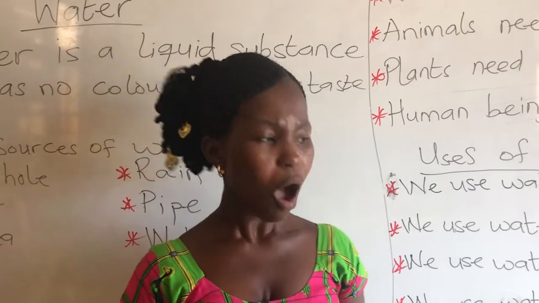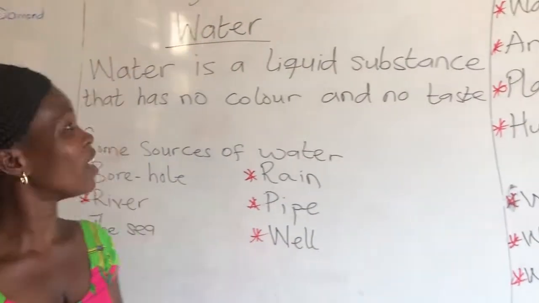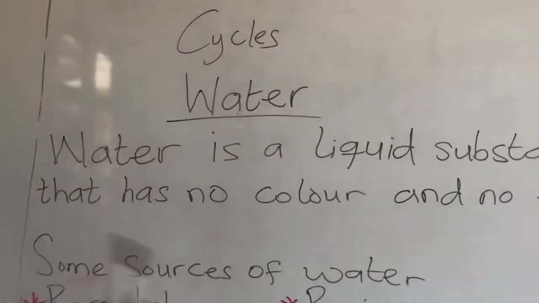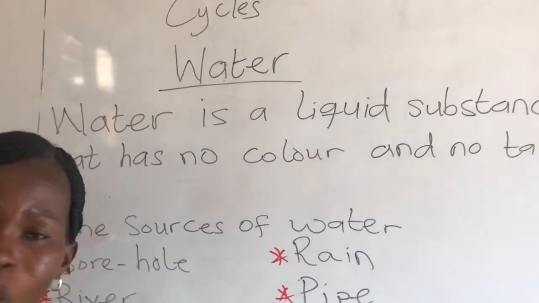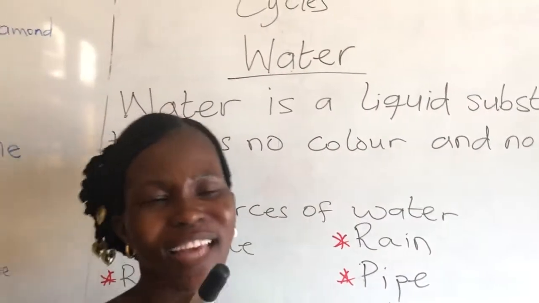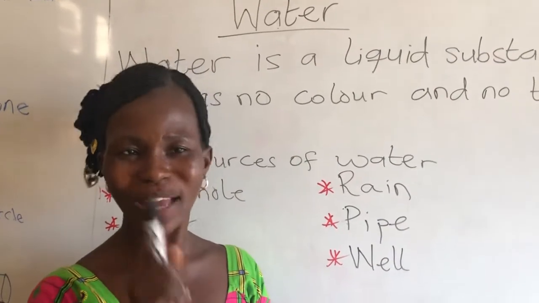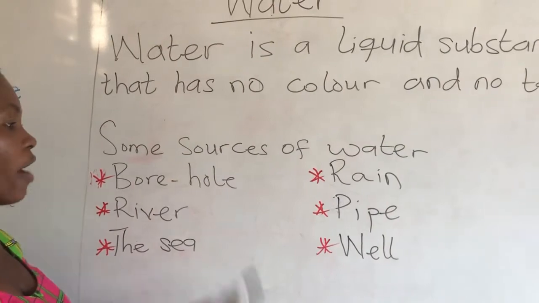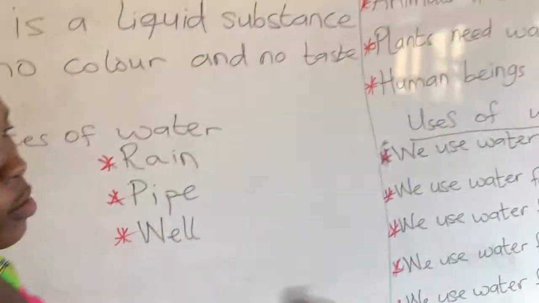All right, so today what have we learned? We've talked about water. We said water is a liquid substance that has no color and no taste. So don't ask me, madam, Fanta, is it water? No, Fanta is not water. Though it is a liquid, it is not water. Sources of water, we have the borehole, river, the sea, rain, pipe, well, stream, oceans.